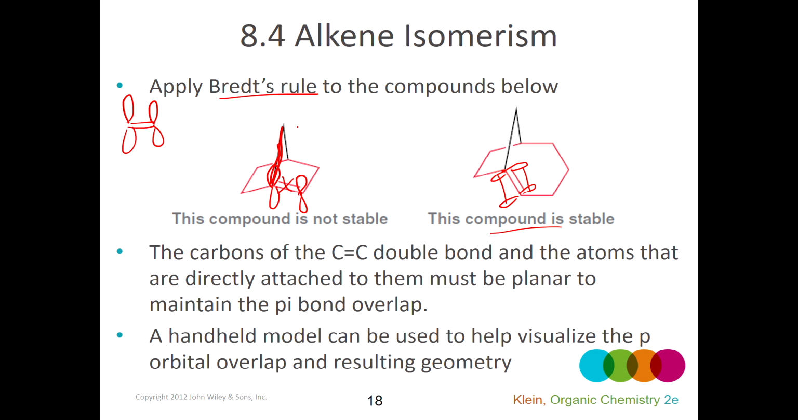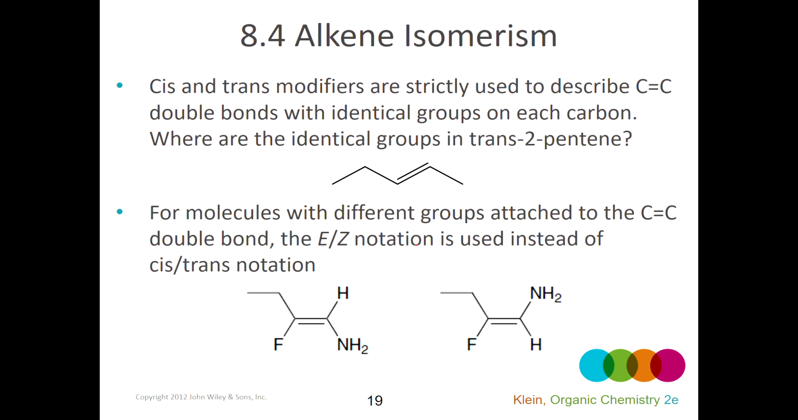So Bredt's rule basically says you can't connect a double bond to the bridgehead carbon unless you have 8 or more carbons in the ring. So that's a minor topic. I probably won't ask you about that specifically.